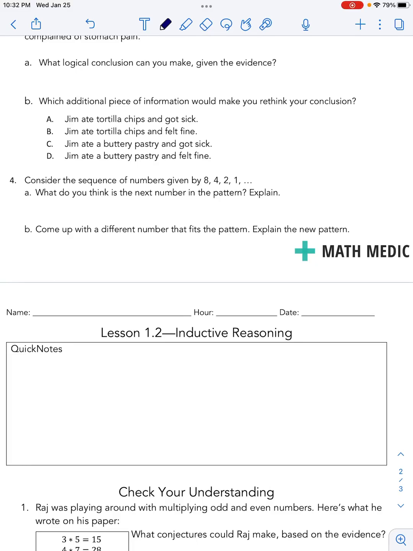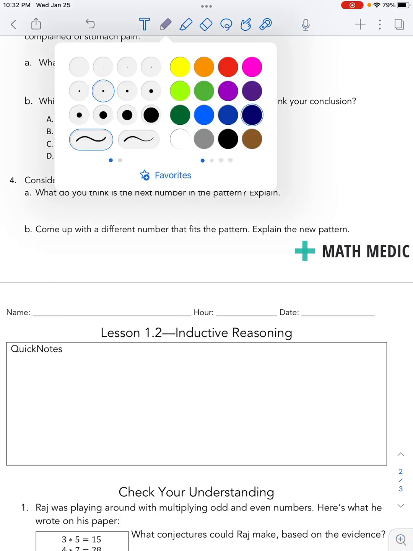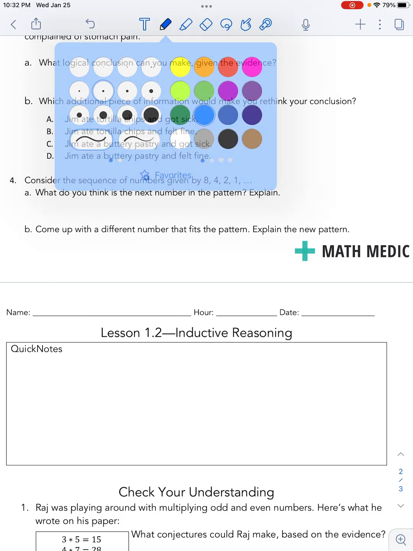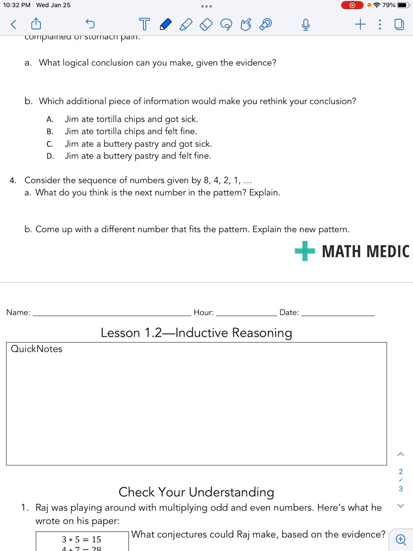All right, so quick notes for 1.2 inductive reasoning, the second topic in our very first unit in geometry class. So we're focused here on the quick notes and specifically inductive reasoning. So let's go ahead and get a definition for that, and a little bit more background information.